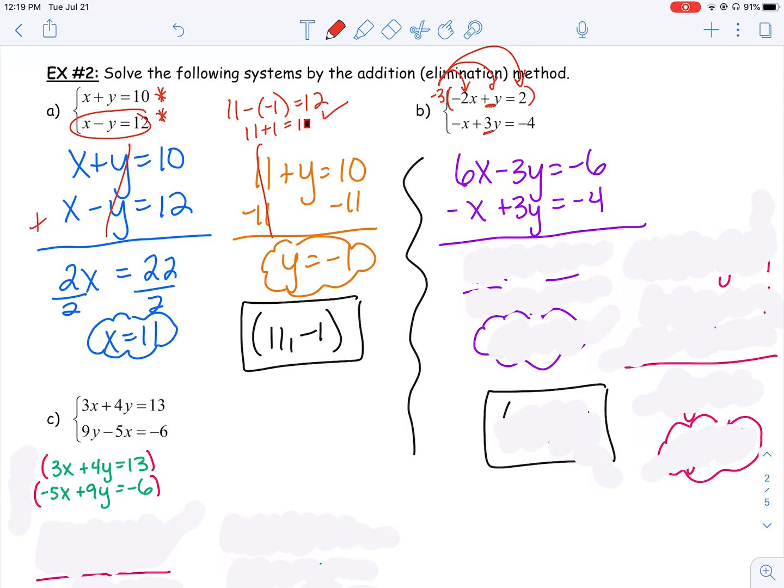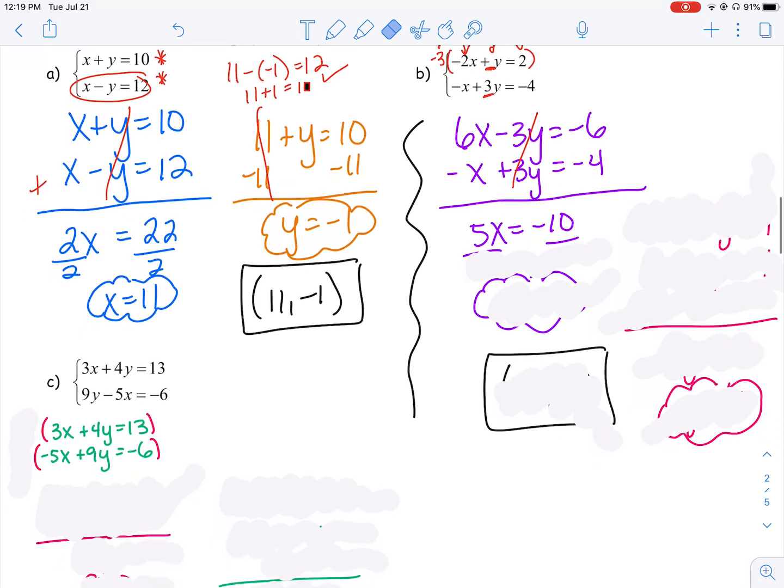Okay, so now that I have my two new equations and my y's are opposite, I should be able to add these two new equations together and the y should cancel, right? When I combine my x's, I have a 6x minus 1x, which is really a 5x. And on the right side, I have a -6 and a -4, which is really a -10. Now I have one equation with one variable. I can divide both sides by 5, and I end up getting x equals -2.